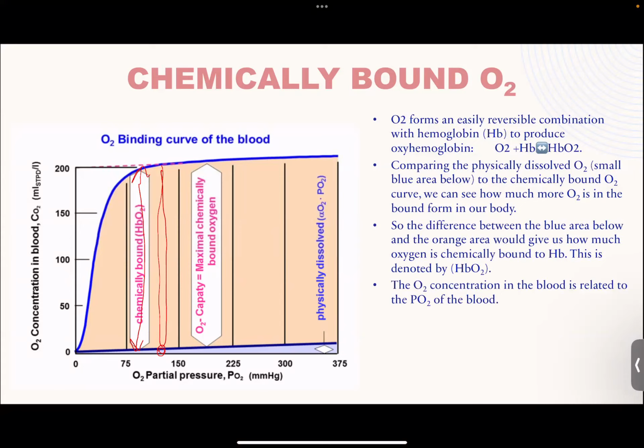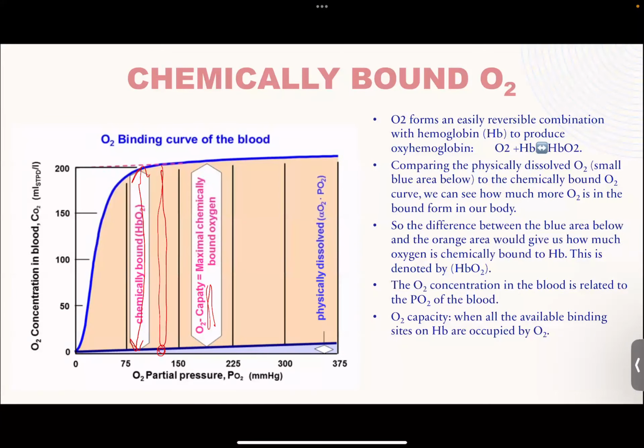And another thing we can see in this graph is the O2 capacity. So what is O2 capacity? It is basically when all the binding sites on the hemoglobin are occupied by oxygen, we say that we have reached O2 capacity. Okay, so chemically bound, we're saying that it binds to the hemoglobin. And in our body, hemoglobin is only limited to the amount of blood we have in our body, right? So at some point, as it increases and increases, it's going to reach this point, and now you have reached a point where all your hemoglobin is used up. So after this, at this point, you can't bind any more to the hemoglobin. So you've reached O2 capacity, which is the maximum chemically bound oxygen.